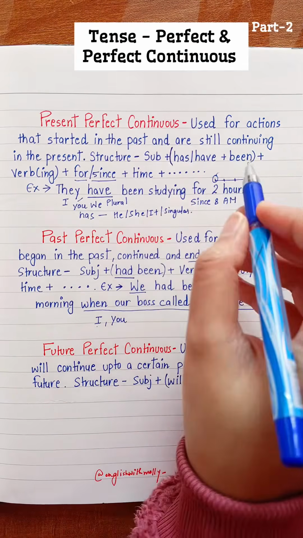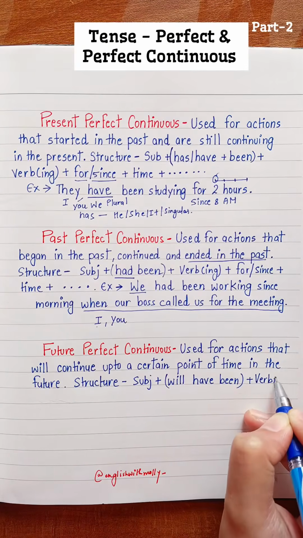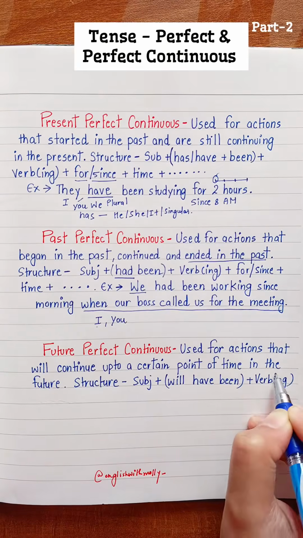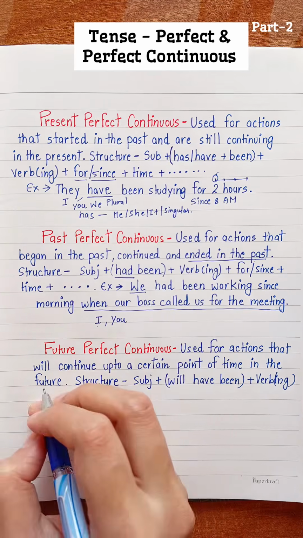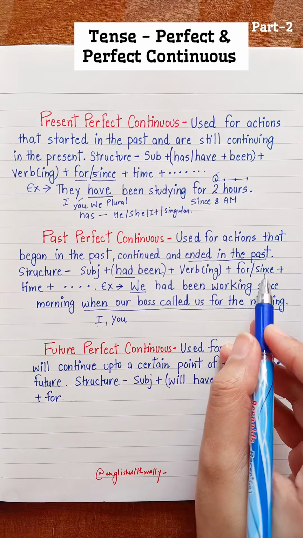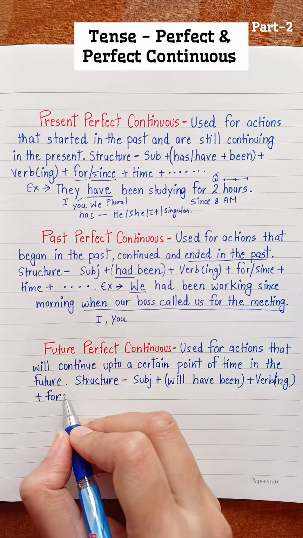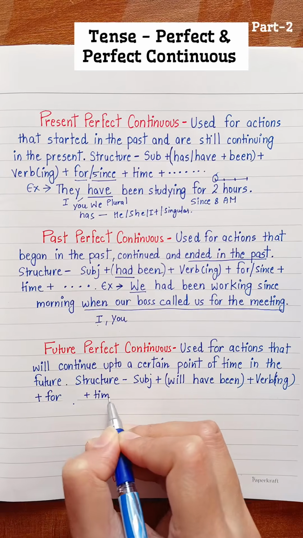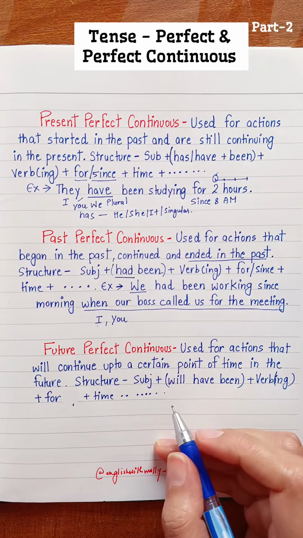So just remember the structures. Subject plus will have been plus verb, ing form of the verb. All of the continuous tenses take the ing form of the verb. Remember that. Plus for; we are not going to put since because since is a past term. So only for, plus time, plus the remaining sentence.